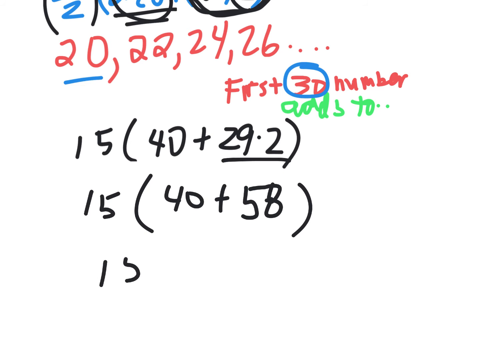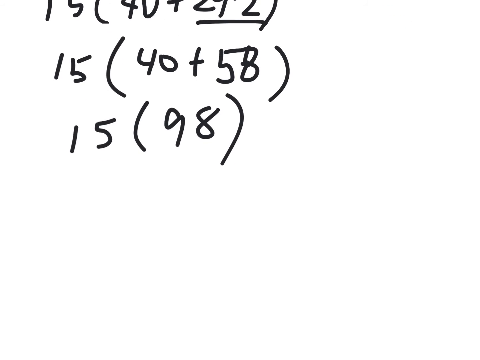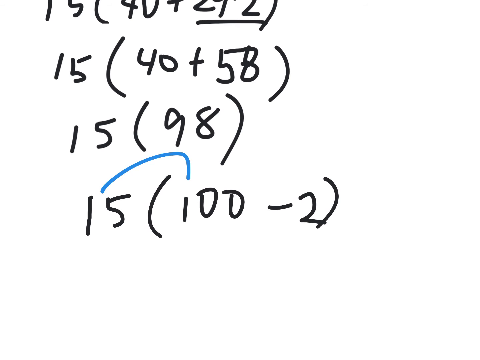And then 15 times 98. Oh, pain in the butt. What I'd do is change 98 to 100, but then take away 2 from it. Watch what happens. This is just showing you how to do mental math fast in your head. Because 100 minus 2 is 98.